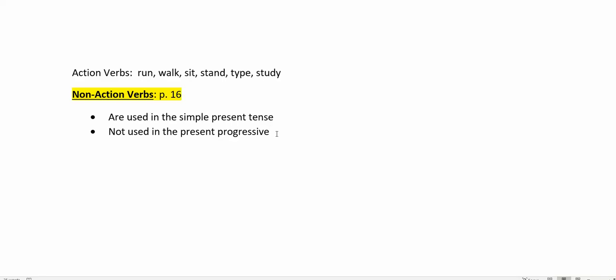All right, so we're going to go over the list today, and they are grouped in categories. The first category is feelings. Verbs that have feelings are like love, hate, like. All right, those are all verbs that have to do with feeling.